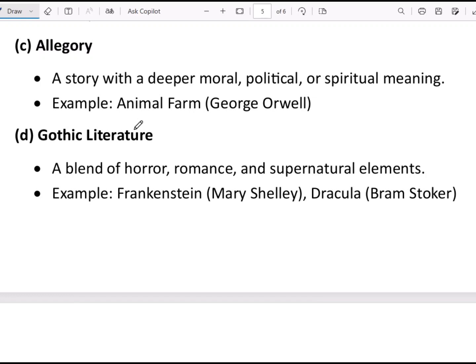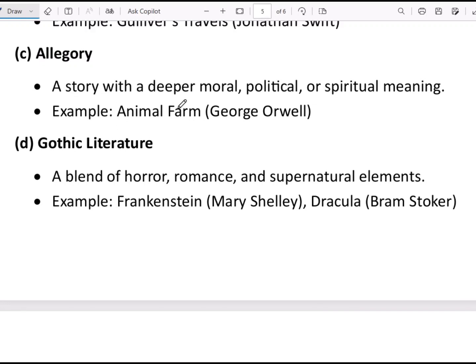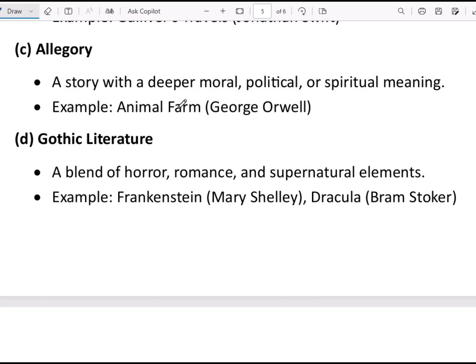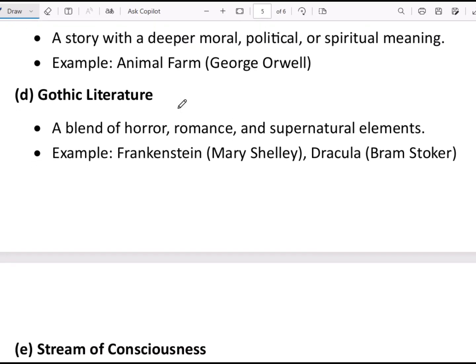Now there is allegory. So allegory is a story with a deeper moral, political or spiritual meaning. It means behind the story we'll find a deeper moral, political or spiritual meaning that is hidden in that story. For example, George Orwell's Animal Farm is a famous allegory. Now, Gothic literature is a blend of horror, romance, and supernatural elements. For example, Frankenstein by Mary Shelley and Dracula by Bram Stoker are some of the famous Gothic literature books.